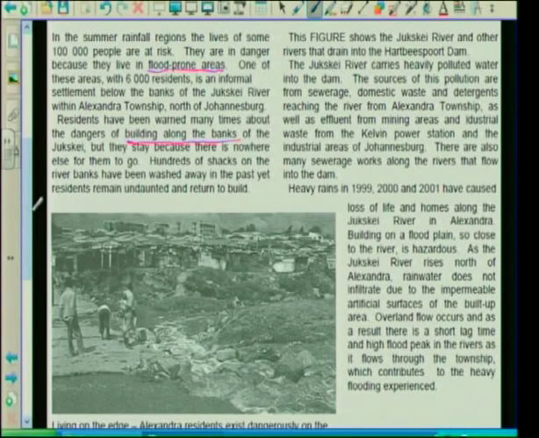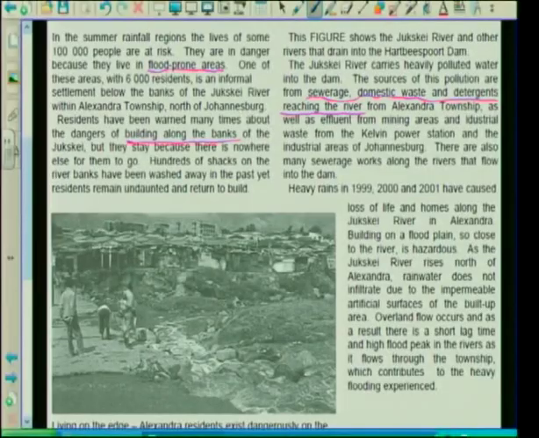The sources of the pollution, okay, so let's highlight the sources: sewage, domestic waste, detergents that reach the river from Alexandra. A lot of these people who live in informal settlements, they use the river for their daily needs, for hygiene, for cleaning their pots, cleaning their clothes, that kind of thing, which adds a lot of pollution. They also receive effluent, which is pollution that comes from our mining areas and industrial waste from the Kelvin Power Station. There are also many sewage works along the river that will ultimately end up flowing into the dam.